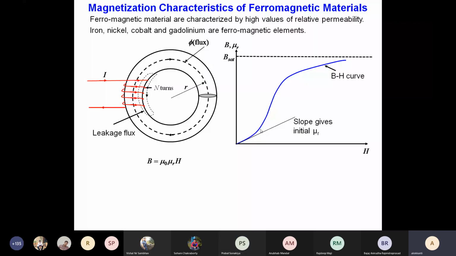So this slope basically is proportional to mu r, and you see that at every point the slope keeps on changing. You can keep on computing the slope. So gradually the slope increases, and then again the slope decreases. So this is the initial slope.